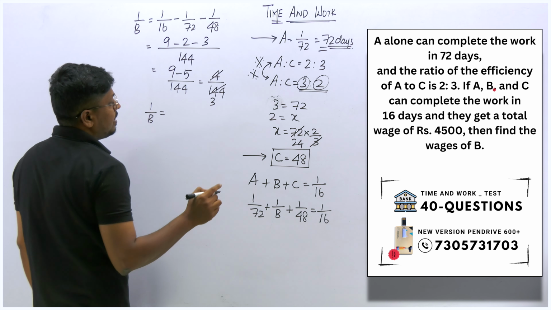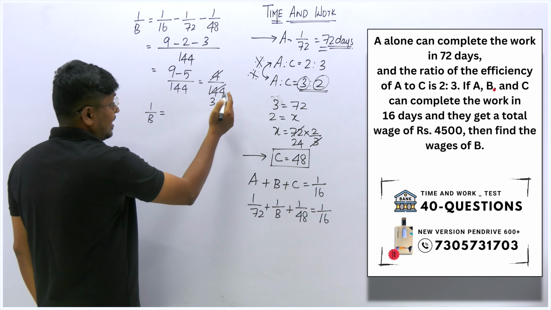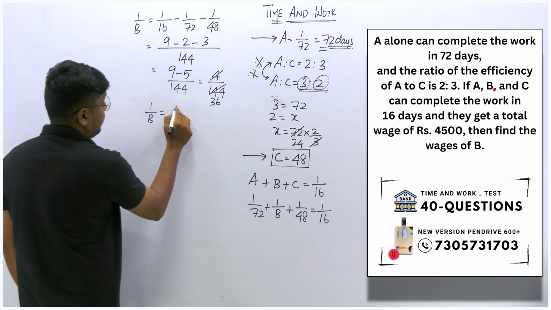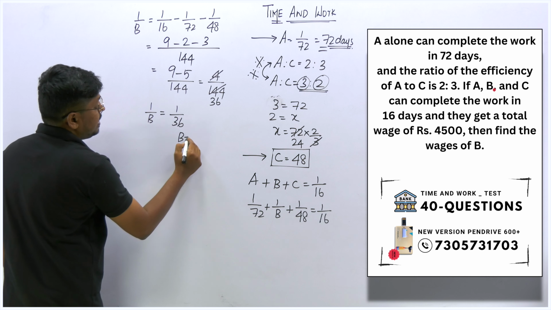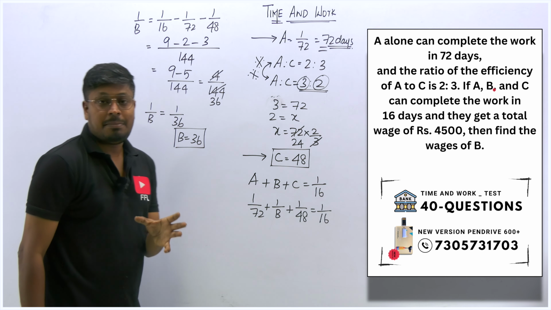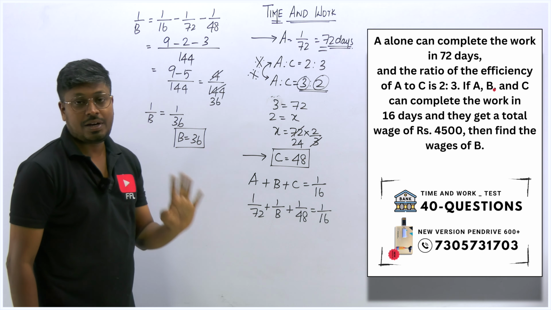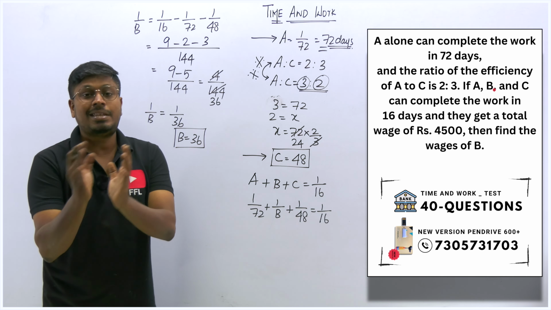4 3s are 12, remaining will be 24. Sorry, 6 4s are 24. So 1 by 36. So B is equal to 36. So finally we got that the person B alone can complete a piece of work in 36 days. A alone 72 days, C alone 48 days. So now we found all the 3 separately.